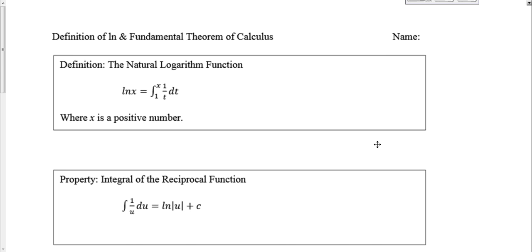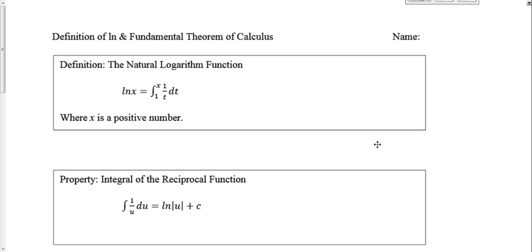Hi, today we're talking about the definition of the natural log, which we've actually been studying for quite a while now, and the fundamental theorem of calculus. We talked about the fundamental theorem of calculus, and there are many different components of that, so this is just a different component as opposed to f of b minus f of a when we have a definite integral. So let's start with this new definition of the natural log function.